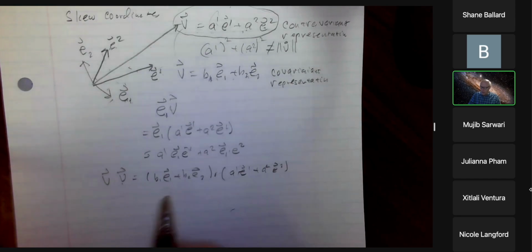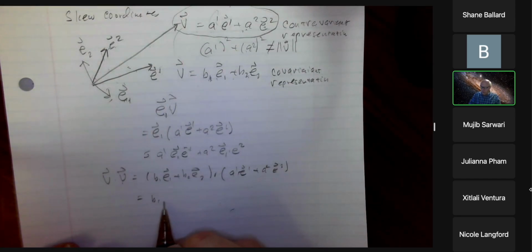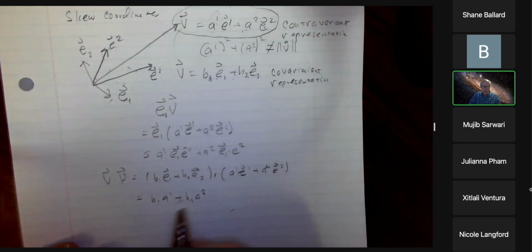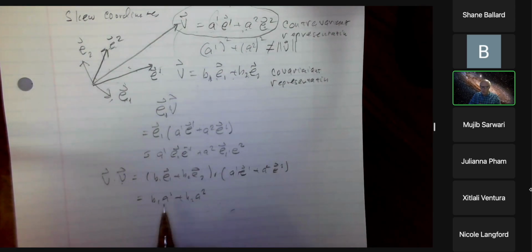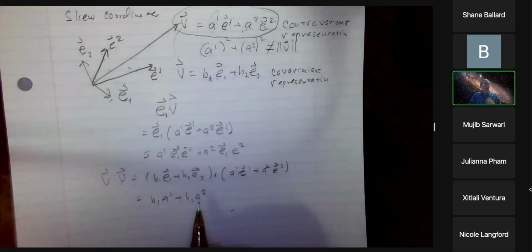And when you dot these together, what you're going to end up with, things that are non-zero, is going to be B1, A1 plus B2, A2. So this is the generalization. You have a subscript, superscript pattern. So I'll go over this a little more with you, but I wanted you to see what the motivation was. This will end up being the length, the square length of the vector.